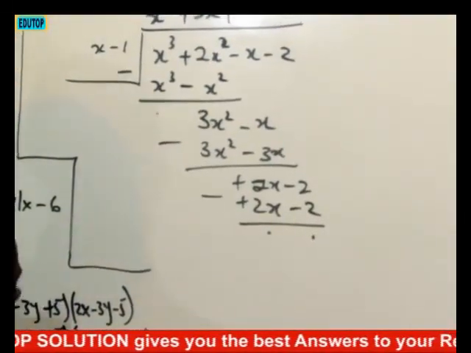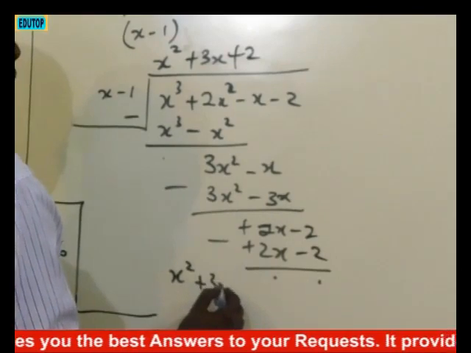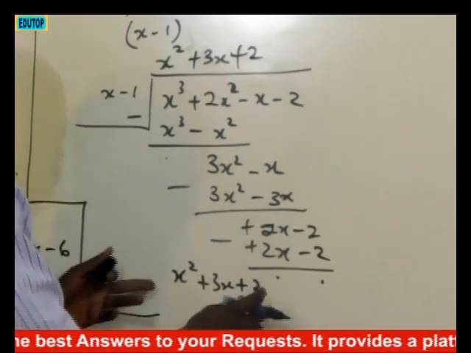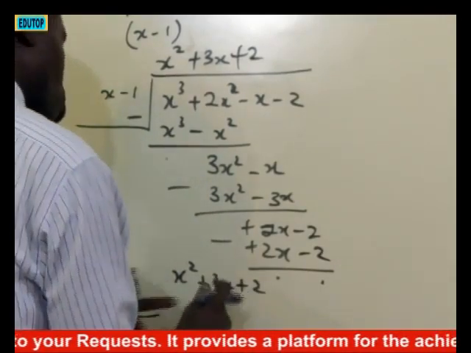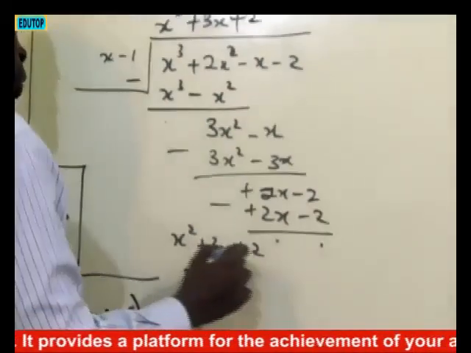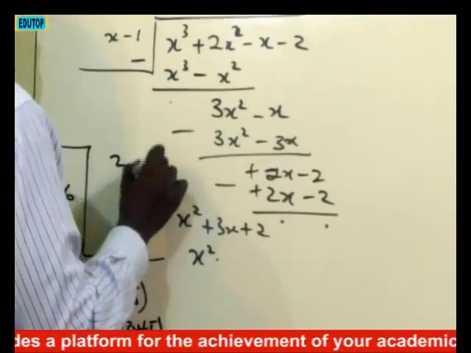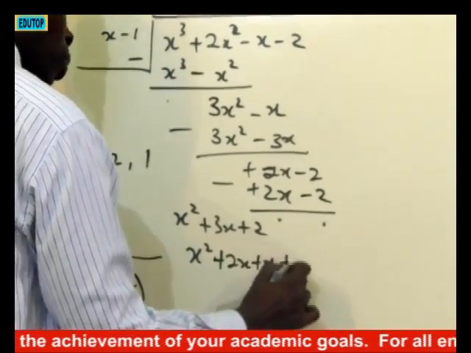Also becomes 0. So you can see what I've got now. I have x squared plus 3x plus 2. This is a quadratic expression, which I will simplify by factorization. If I want to simplify it, the factors will definitely be 2 and 1. So it will be x squared plus 2x plus x plus 2.